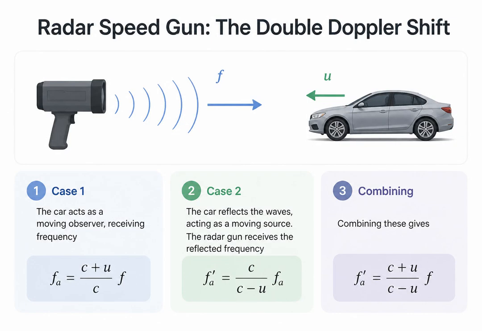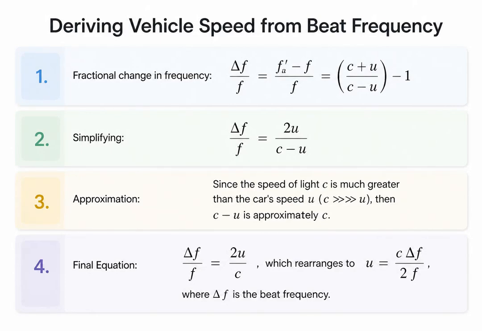Let's examine how a radar speed gun measures a vehicle speed using a double Doppler shift. First, the stationary radar gun acts as a transmitter, emitting microwaves toward the approaching car. Because the car is moving toward the source, it observes a higher frequency, FA. Then, the car reflects these waves back toward the radar gun. In this second phase, the moving car acts as a moving source, and the stationary radar gun acts as the observer, receiving an even higher shifted frequency, FA prime. By analyzing the difference between the emitted and reflected frequencies, we can calculate the car's exact speed.